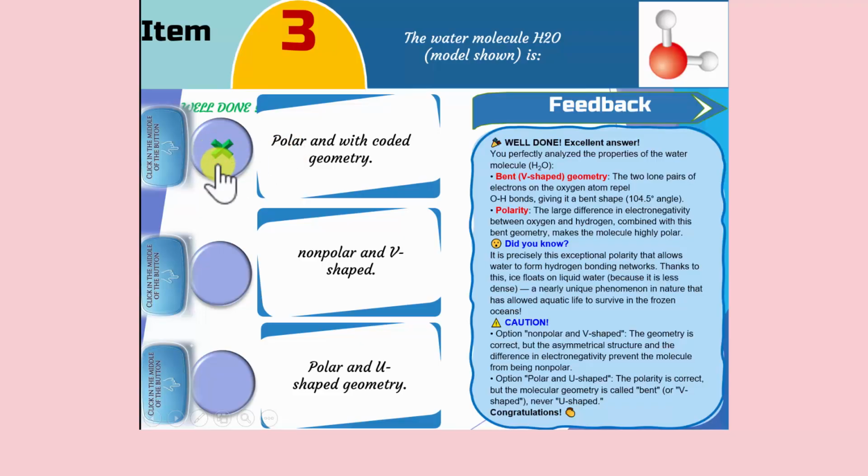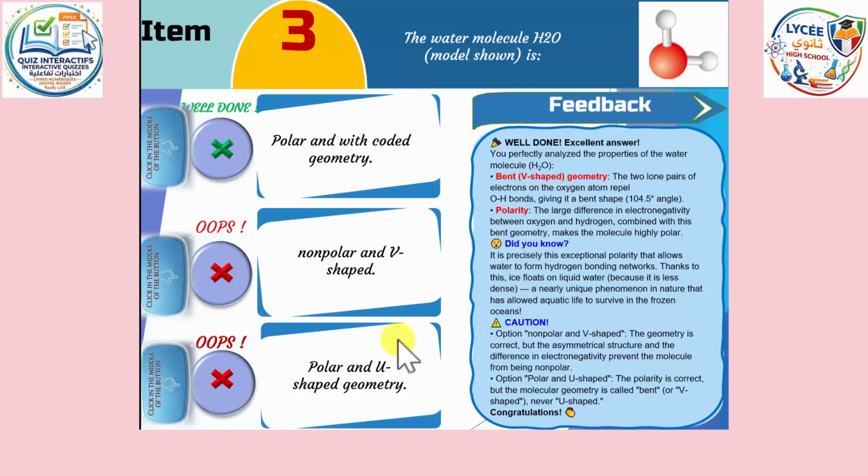Water's two lone pairs of electrons repel the OH bonds, creating a bond angle of about 104.5 degrees. Because oxygen is much more electronegative than hydrogen, and the molecule is asymmetrical, the charges do not cancel, making H2O highly polar. This polarity allows water molecules to form hydrogen bonds, which help explain why ice is less dense than liquid water and floats. The other choices each contain one error. Water is not nonpolar, and its shape is not called U-shaped.